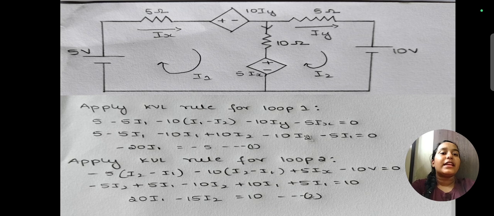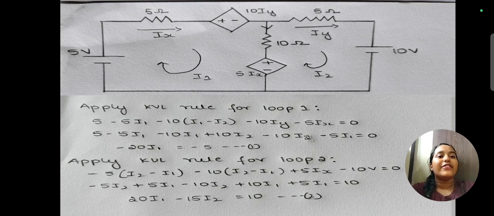Now apply the KVL rule for loop 2. Minus 5 I2 minus 10 (I2 minus I1) plus 5 Ix equals 10 volts. Substitute the value of Ix as I1 and Iy as I2. We will get 20 I1 minus 15 I2 equals 10. Using equation 1 and equation 2, we can find out the currents I1 and I2.